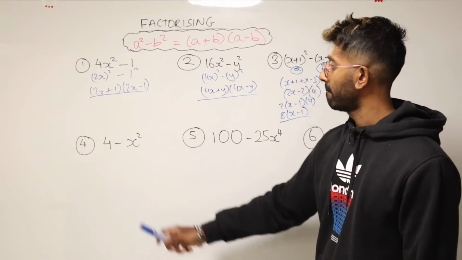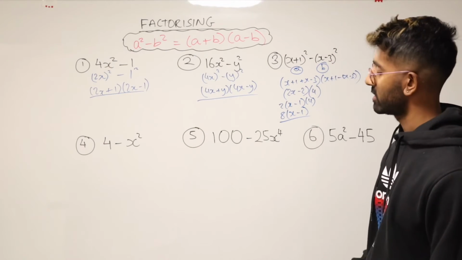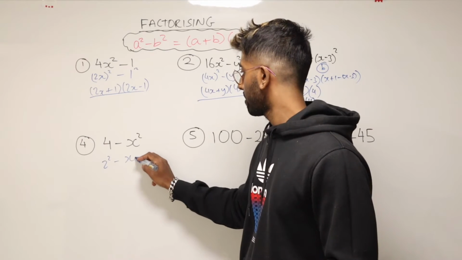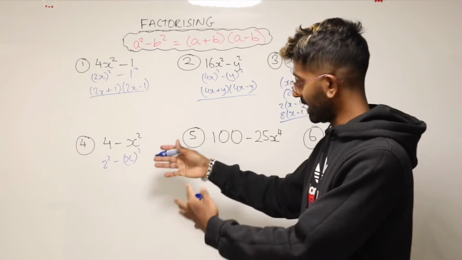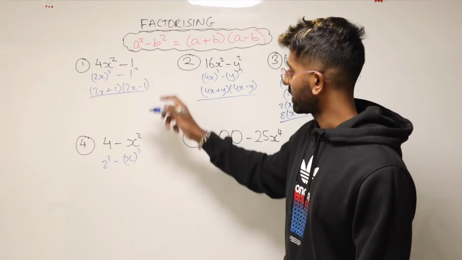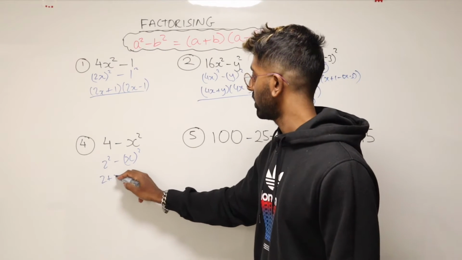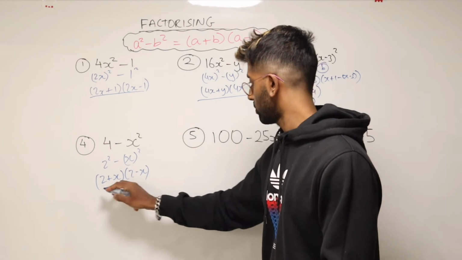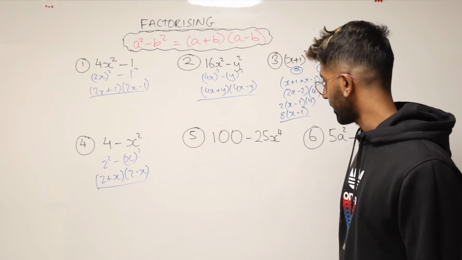Now, this one here, obviously far easier than that one. 4 is the same as 2 squared. And then x squared we can write as just x squared. So again, we've got this format again. So we'll have 2 plus x and then 2 minus x. And that's our two brackets there.